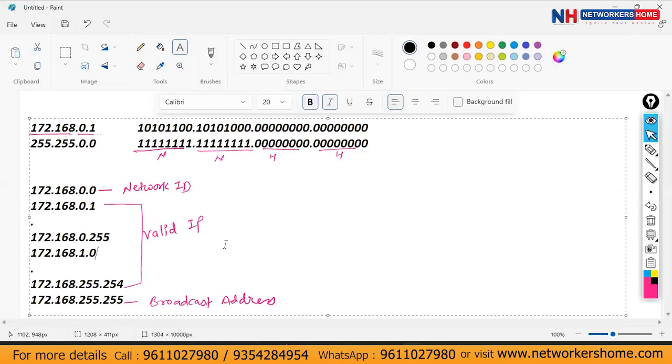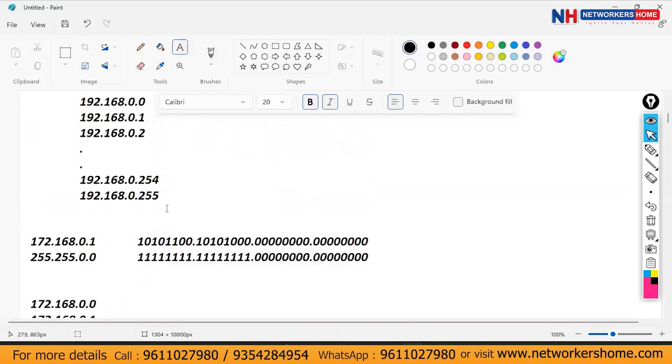Because for sending a data packet from one network to another network, a router needs to know how to reach there. So for representing that network in the path, we'll be using this network ID. Okay, this is clear. And now about class A.